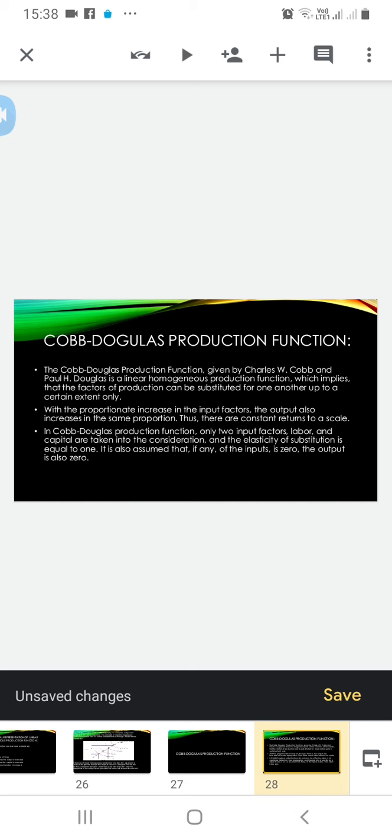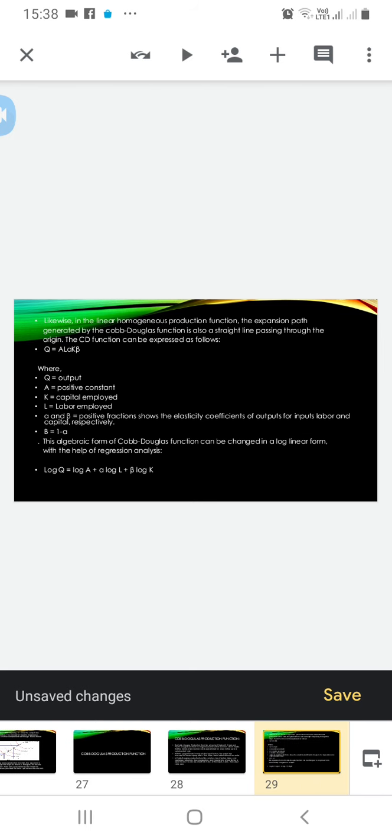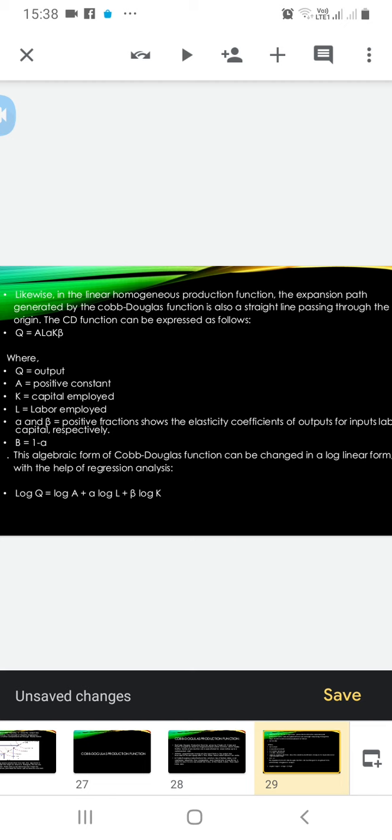The Cobb-Douglas production function can be expressed in the following mathematical formula. Q is equal to A L^alpha K^beta. Q is output, A is a positive constant, K is capital employed, L is labor employed. Alpha and beta are positive fractions that show the elasticity coefficient of output for input.